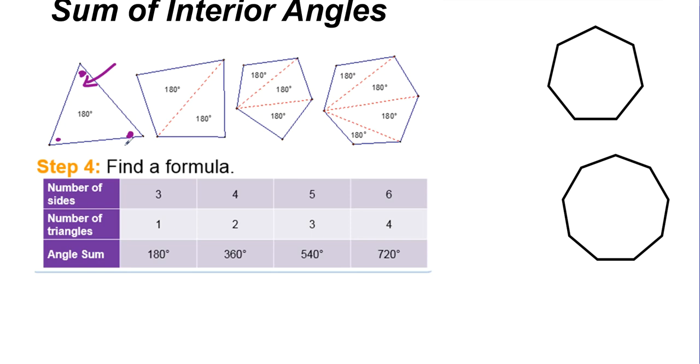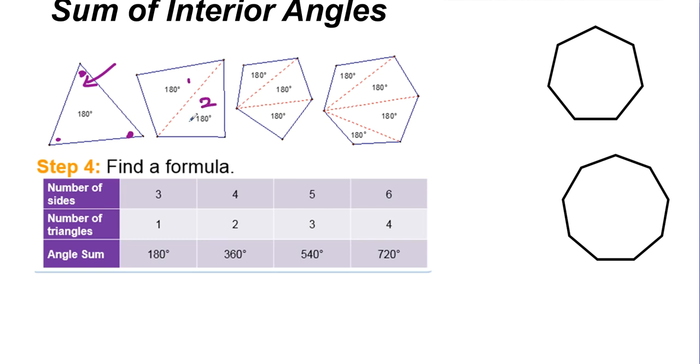Given that, we can take all convex polygons. There's things called concave, but we're not going to talk about those in these lessons. So we have the ability to draw diagonals in all the polygons we're going to deal with. And when we create a diagonal, we create two triangles. Here's one triangle and here's two triangles.